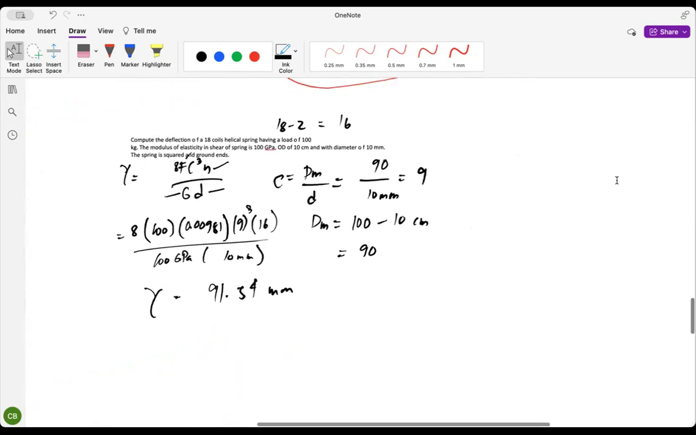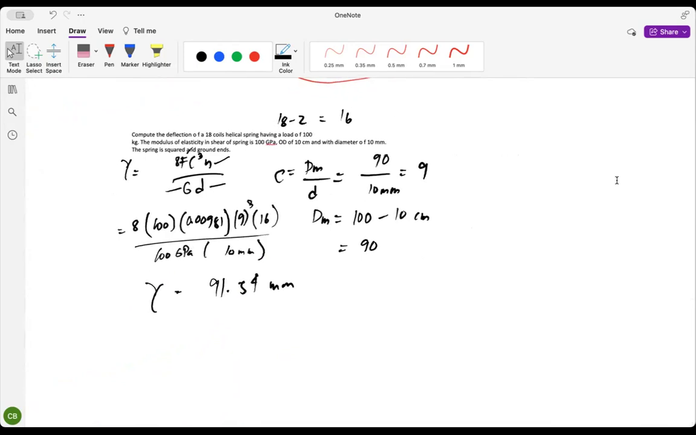Okay, and then the last one: compute the deflection of an 18 coil helical spring having a load of 100 kilogram. Oh, sorry, this is the one that I just discussed. Okay. So these are the topics for spring.